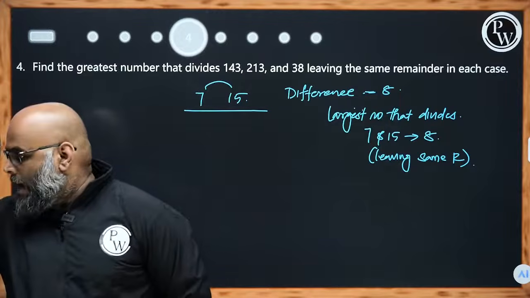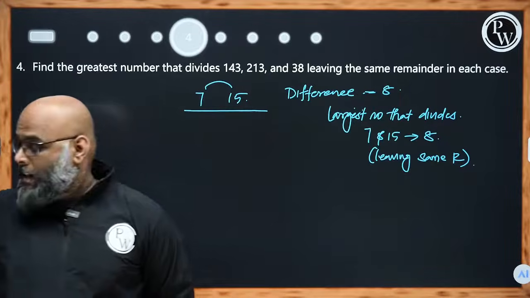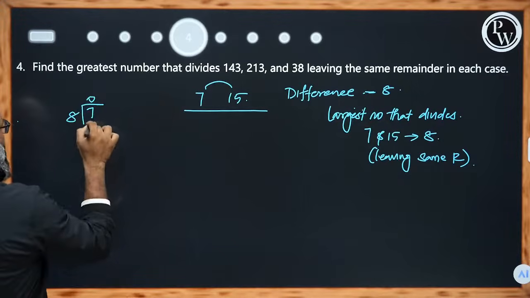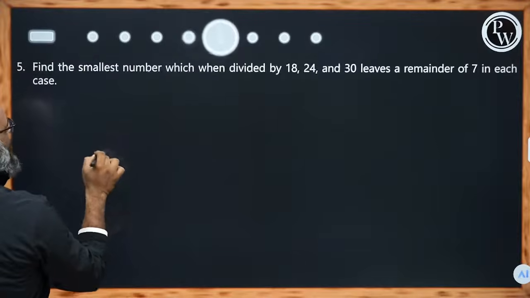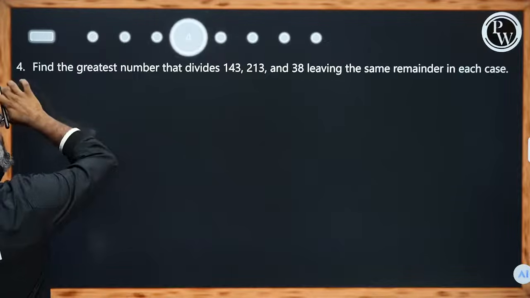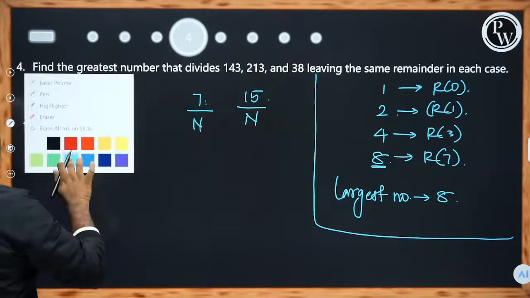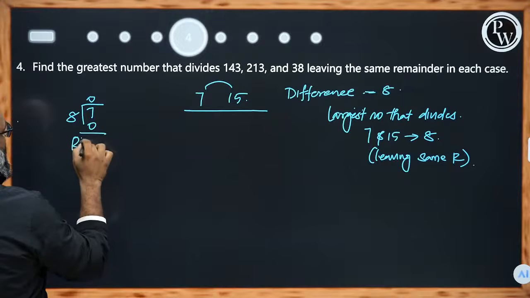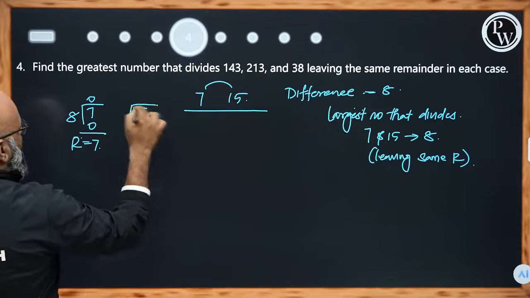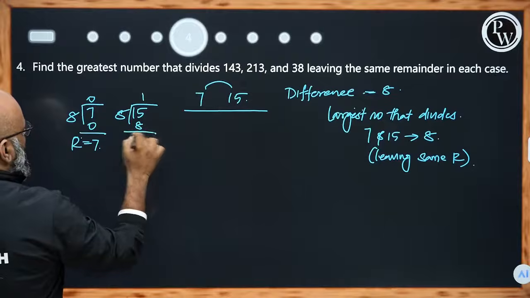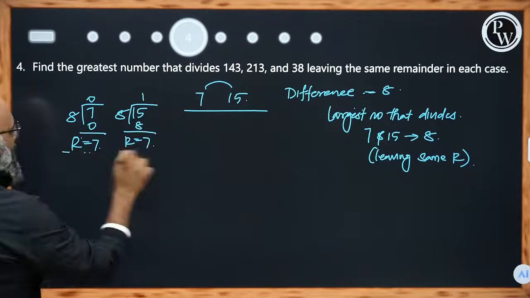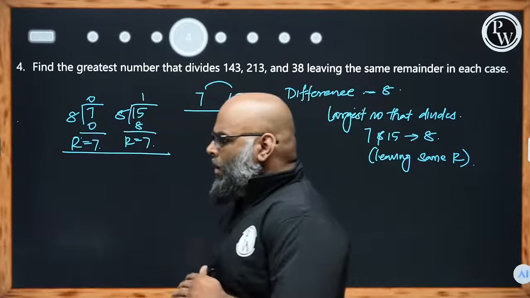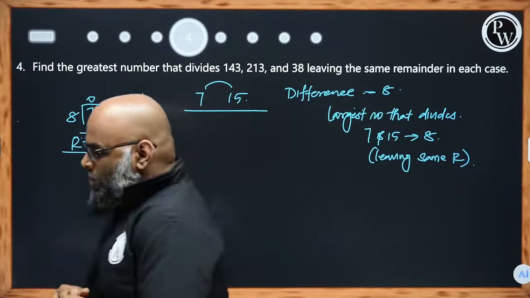Sir, how can 8 give the same remainder? Riya, divide 7 by 8. 7 divided by 8, 0 times, the remainder is 7. 15 by 8, 1 time 8, remainder is 7. I am getting the same remainder in both cases, Riya. That's right. Clear? Are we good here, folks?